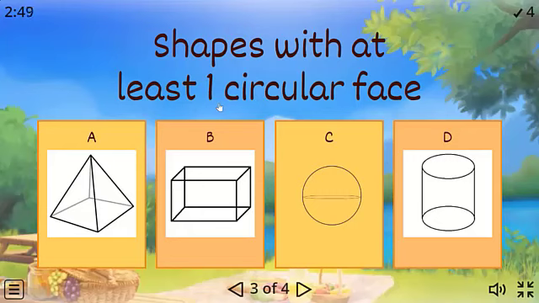Square-based pyramid has 5 faces, more than 1, but they are not circular. So I don't choose it. Cuboid or rectangular prism has 6 faces and also not circular. So I don't choose it.